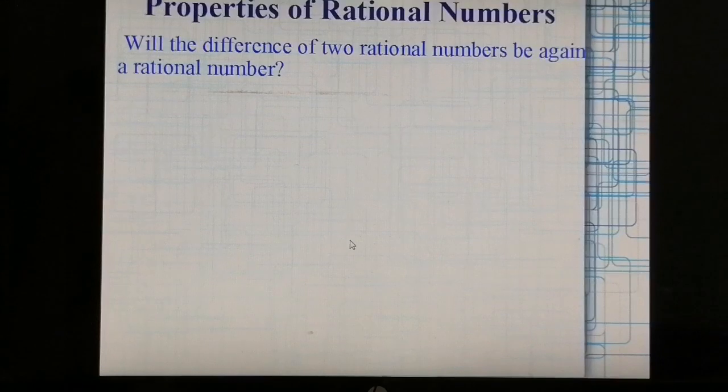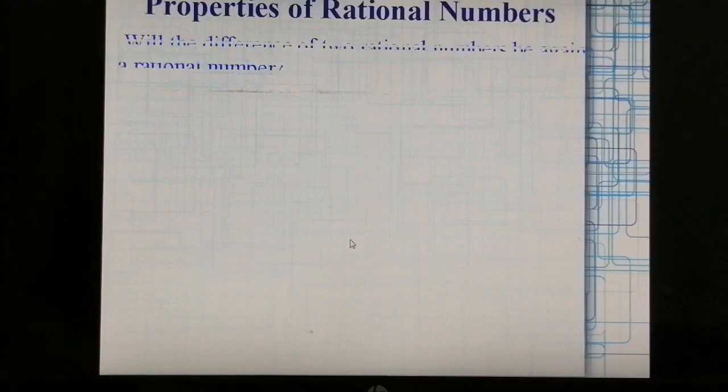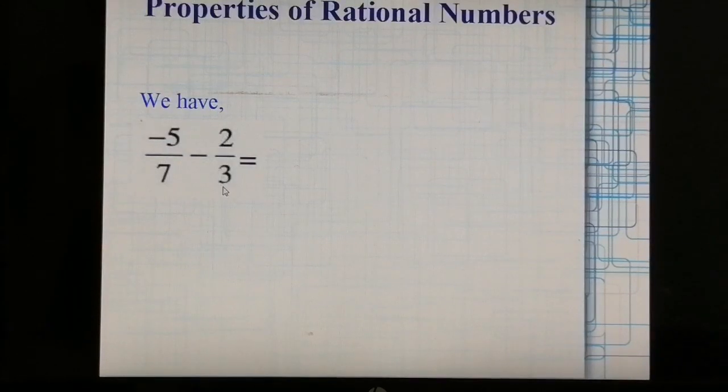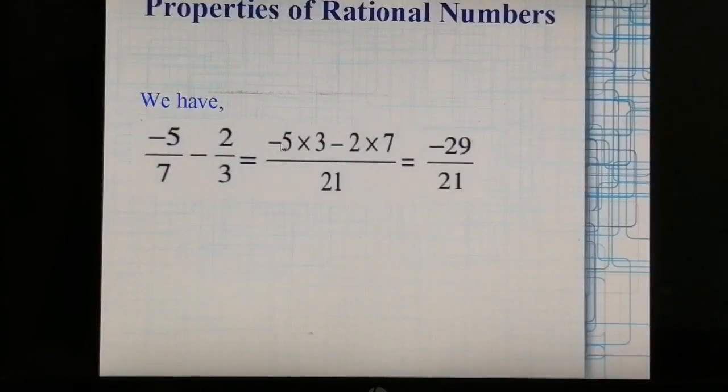Will the difference of two numbers be again a rational number? Meaning we take any two rational numbers and put the minus sign between them, and what will be the result? Is it a rational number or not? Let's check. We have minus 5 over 7 and 2 over 3. Put the minus sign between these two, meaning we are going to subtract, and what do we get? Minus 29 over 21.